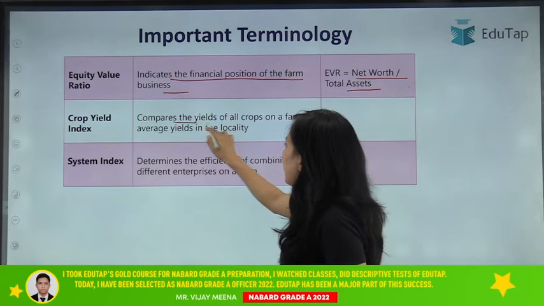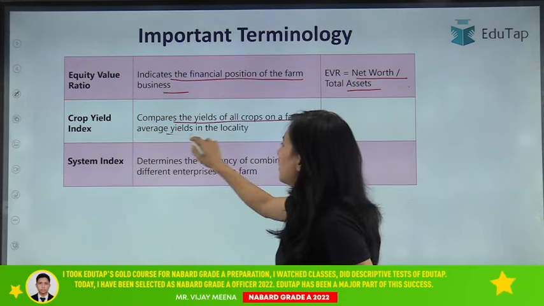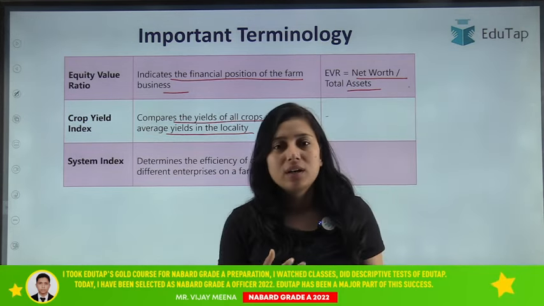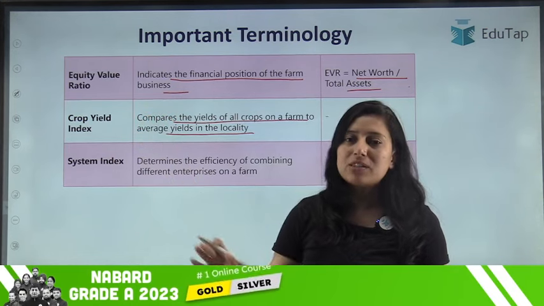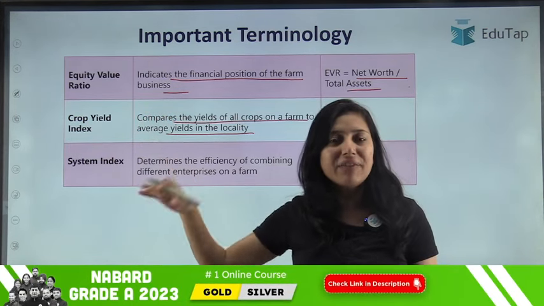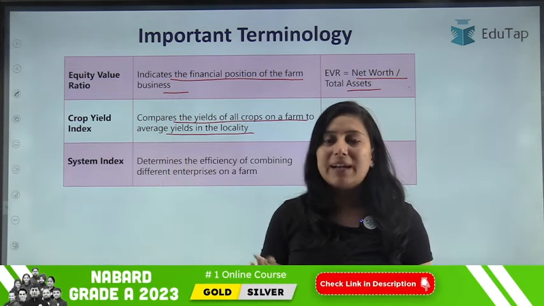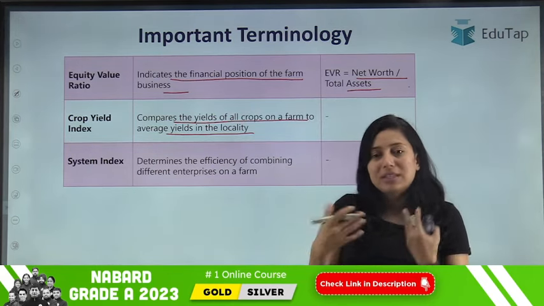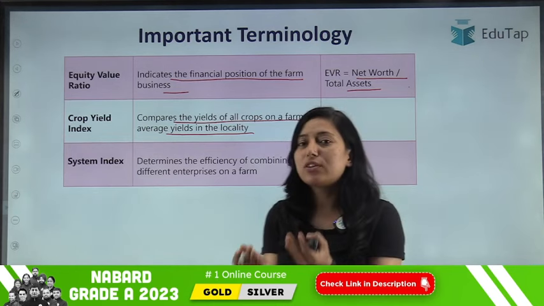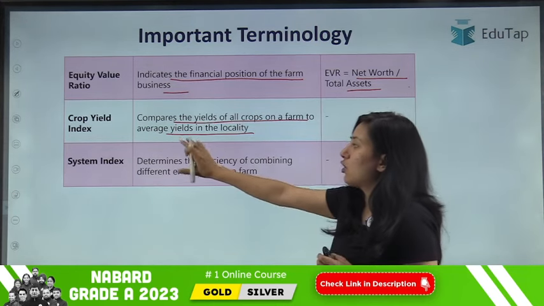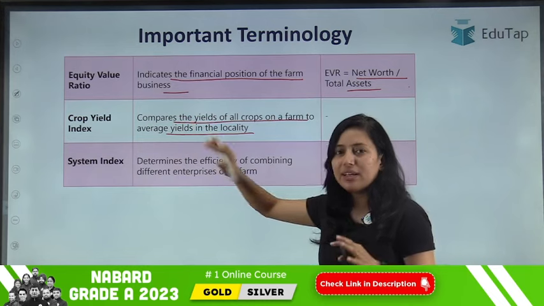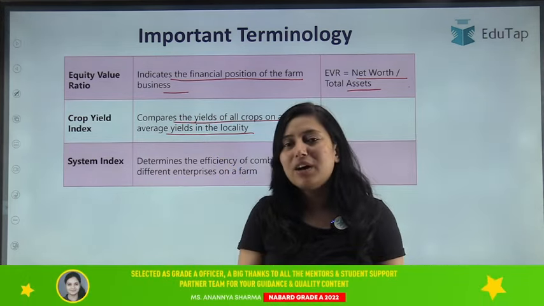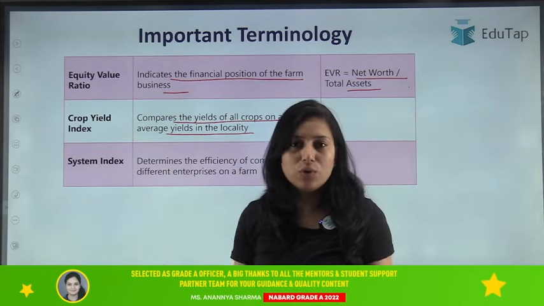It compares the yield of all other crops on the farm to the average yield in the locality. What is the average yield? For example, I am growing rice, and many farmers locally are also growing rice, and their average yield is 30 quintal, and my average yield is 27 or 28 quintal. So that is how we are comparing. For comparison, this crop yield index is measured, and it is basically the comparison of the crop production on the farm to the average crop production of the local farmers.